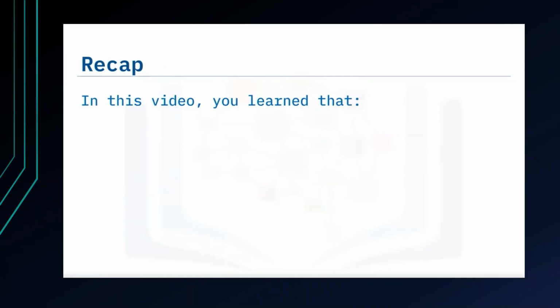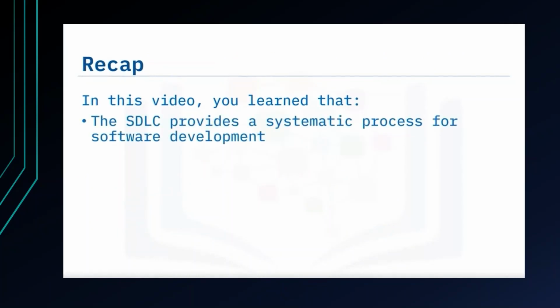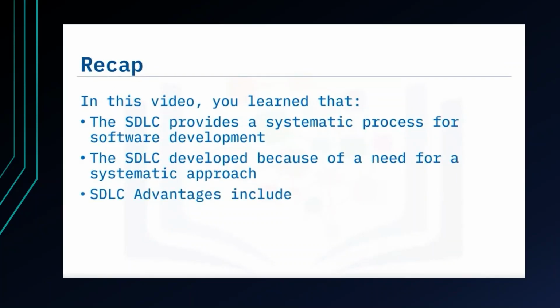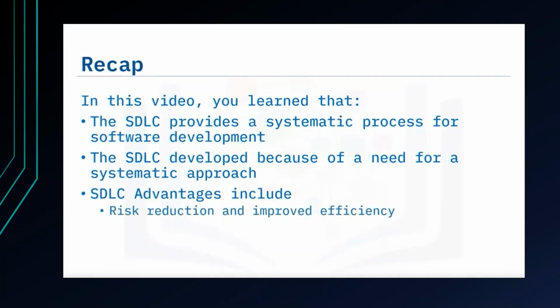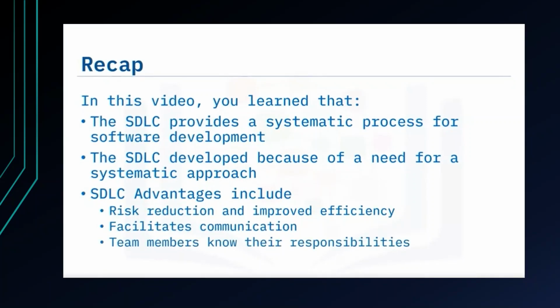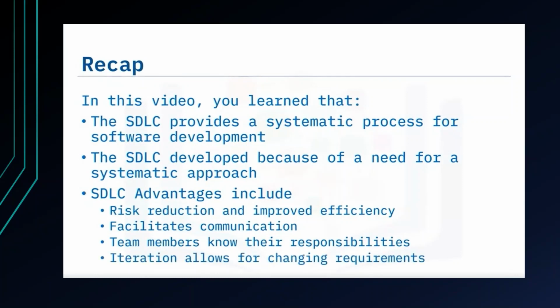In this video, you learned that the SDLC provides a systematic process for software development. Its initial development in the 60s and 70s was driven by the need for a systematic approach because of the growing complexity of software. Key advantages of the SDLC include a roadmap to the software development process helping to reduce risks and improve efficiency, increased communication between the team and stakeholders, clearly defined and understood responsibility for each team member, and the ability to be used iteratively, allowing for changing requirements.